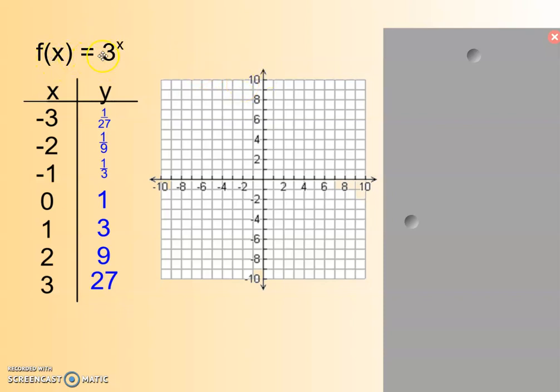This time f of x equals 3 to the x. So I have my normal starting lineup. My y's have changed because my base has changed. This time, instead of taking powers of 2, I'm taking powers of 3.